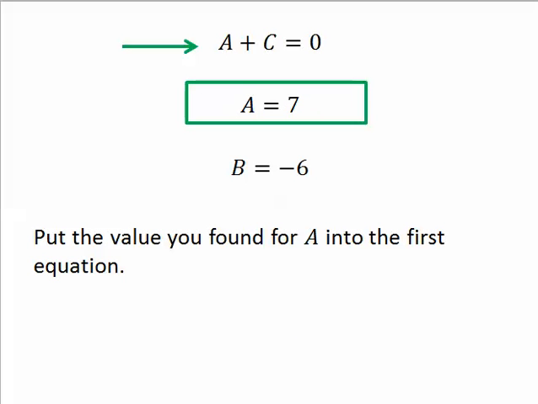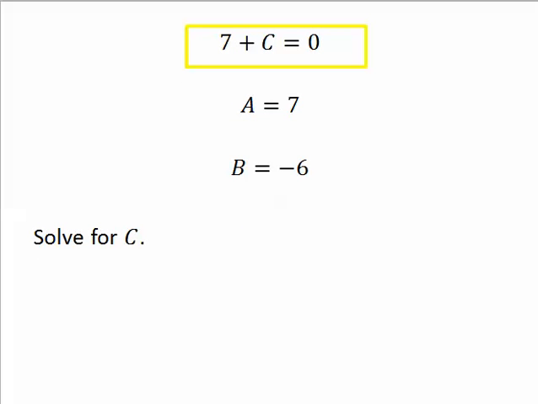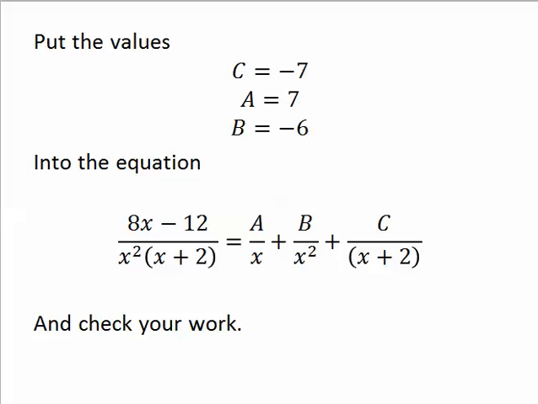So I have b equals negative 6, I have a equals 7, and so what does c have to be? Well, put a into my first equation, and this is what my first equation will look like, and I solve for c, and it's probably no shock to you that c would have to be negative 7.